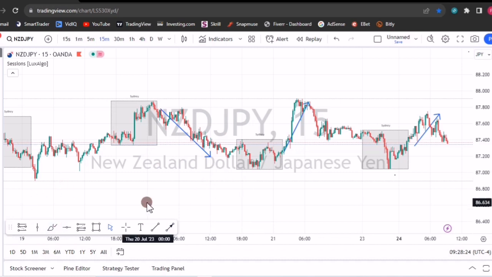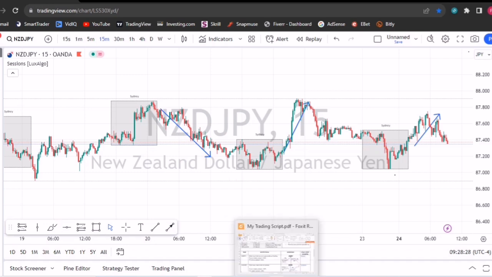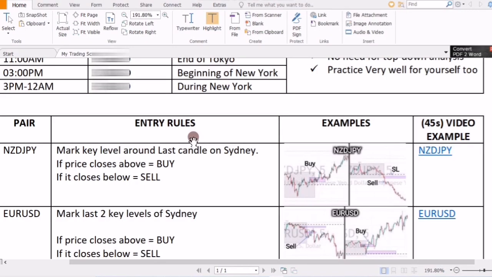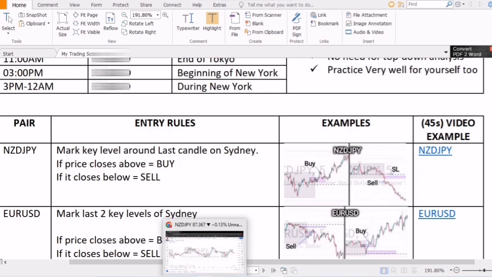So the rule said you mark the key level, the last candle on Sydney. Let me just check again. Mark key level around last candle on Sydney. So let's go to the last candle on Sydney.